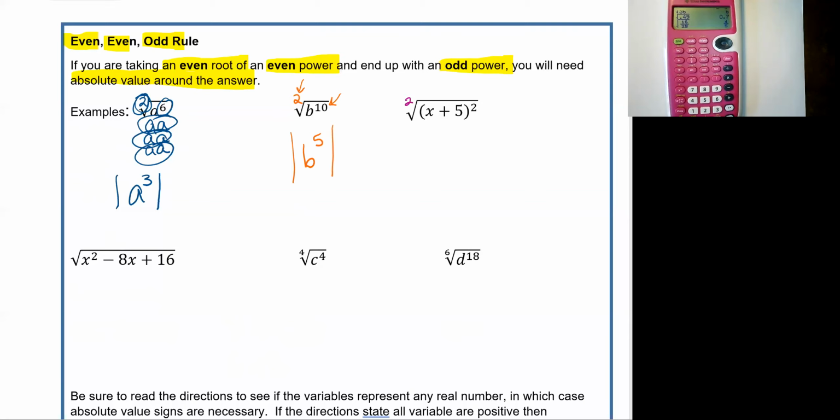We're taking the square root of a perfect square. So if I wrote this out, I would have x plus 5 times x plus 5. So my answer is just the radicand, which is x plus 5. Follows the pattern. If you're taking the square root of a perfect square, you get the radicand, and you need absolute values. Factoring never goes away. So we get the pleasure of factoring.